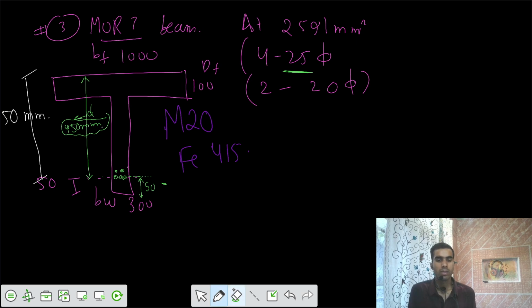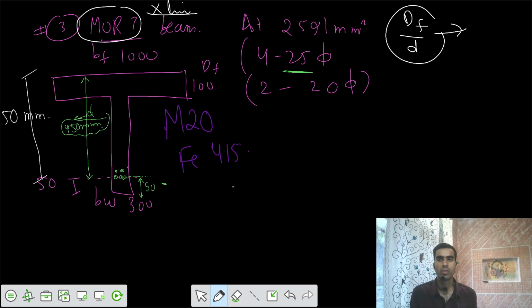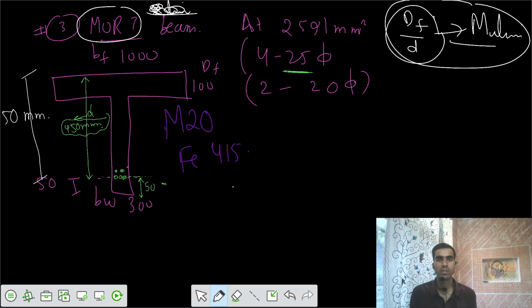So what is the first thing we need to get? Is it talking about limiting condition? It's not talking about limiting condition. So we don't need to get the Df by d ratio. This ratio is used for calculation of limiting moment of resistance. This is not used for this problem. Whenever there is moment of resistance, we have to go for the actual case of 3/7 of xu, and where the neutral axis actually is.